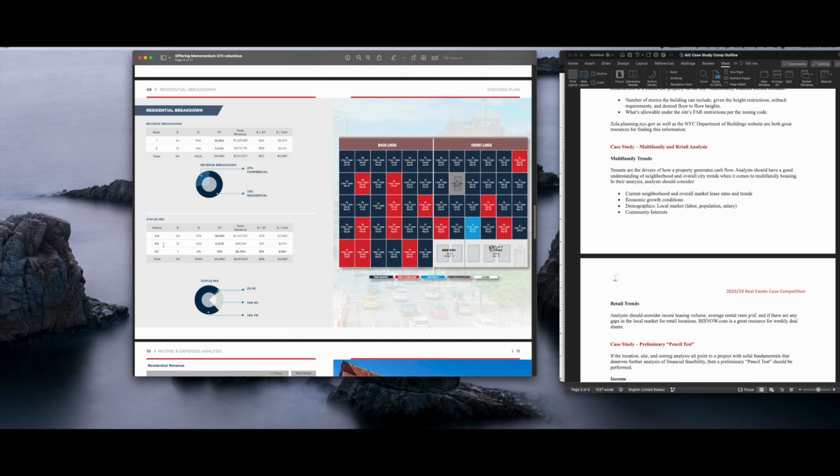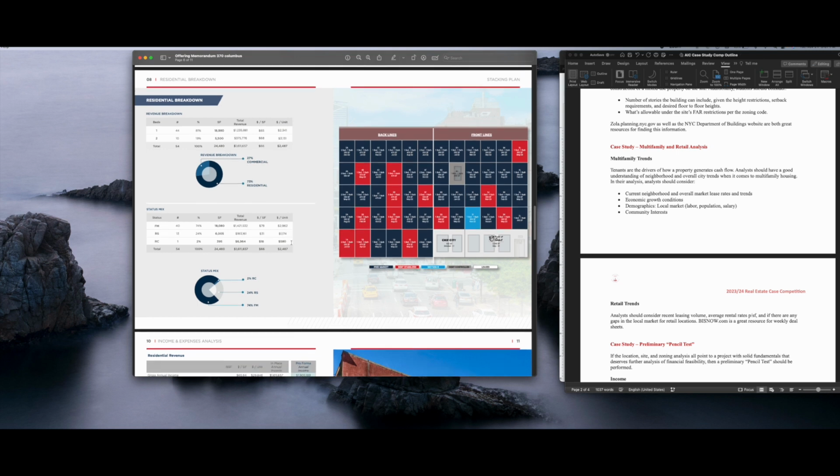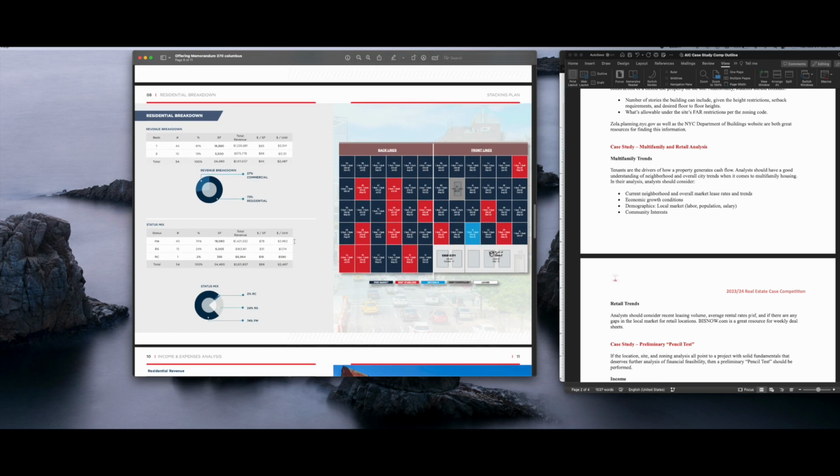Rent stabilized is what you think of as your low income housing, right? You can't charge over a certain percentage of whatever low income bracket you're in. That's why you see the difference between this unit's monthly rent and this one's monthly rent is so high. In addition to that, you can't trend those rents.